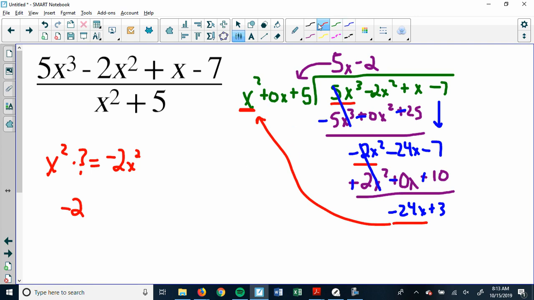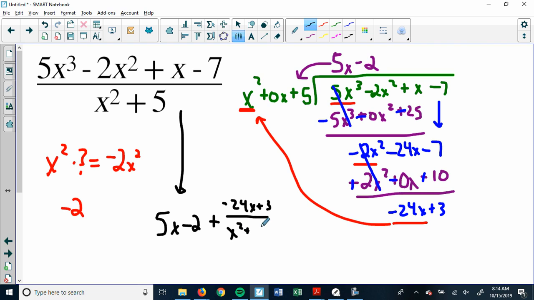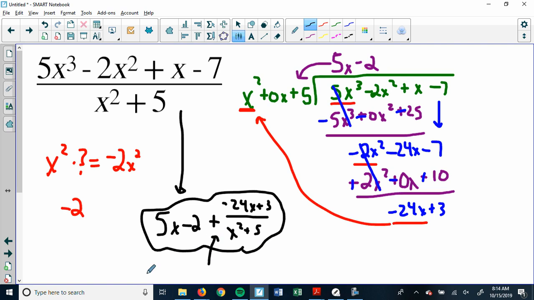And so our final answer here, the answer to this, is 5x minus 2 plus negative 24x plus 3 over x squared plus 5. Now, with the last example, we just made it a fraction, but when we have polynomials, we still make a fraction, but we tend to put plus inside there.